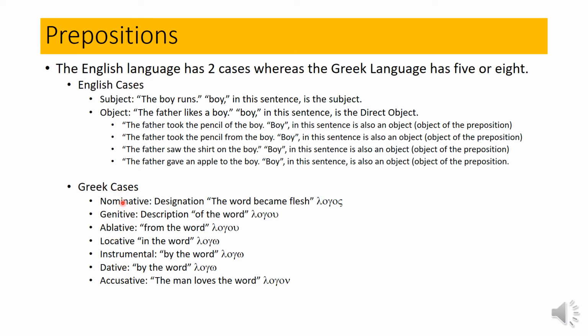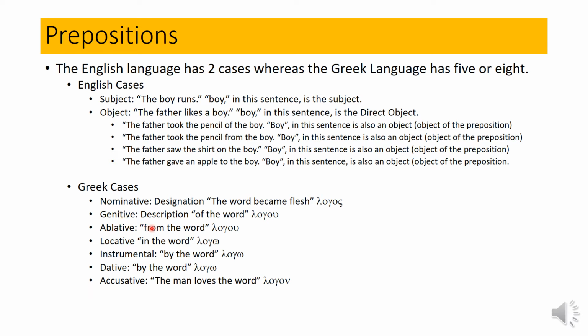The Greek cases recognize more than 2 cases, whereas English will recognize 2 cases. Greek recognizes 8 or 5. So in Greek, the nominative case is a case of designation. The word became flesh, so logos is in the nominative case and is the subject of your sentence. The genitive case in Greek is a description case, and we translate of the word logou, the ending ou is genitive, and we translate it of the word, showing description or possessive, of the word or the man's word, the word of the man, or the word of the word, logou.